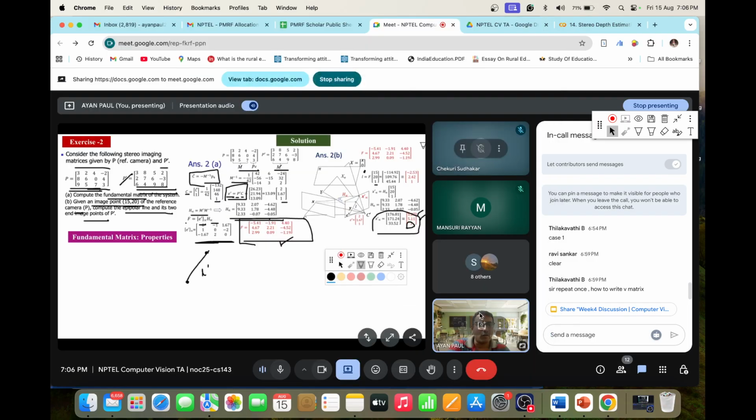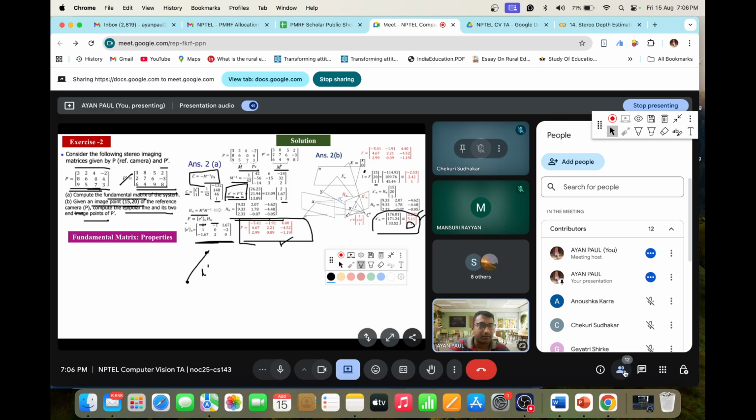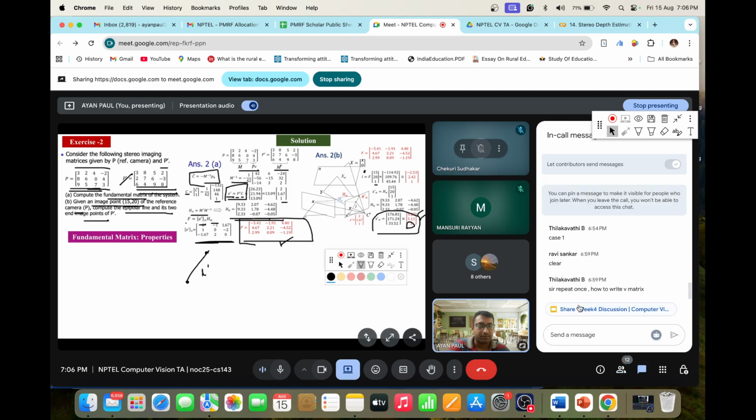So is it clear to all of you? How to write V matrix? V matrix means skew symmetric matrix, right? Skew symmetric matrix, yeah. Okay.